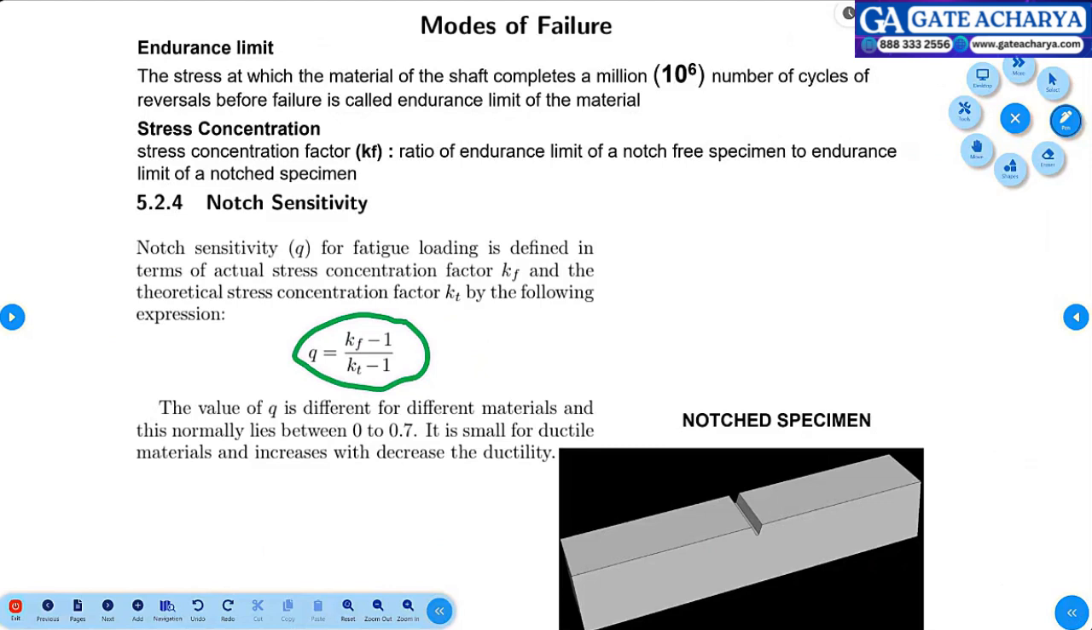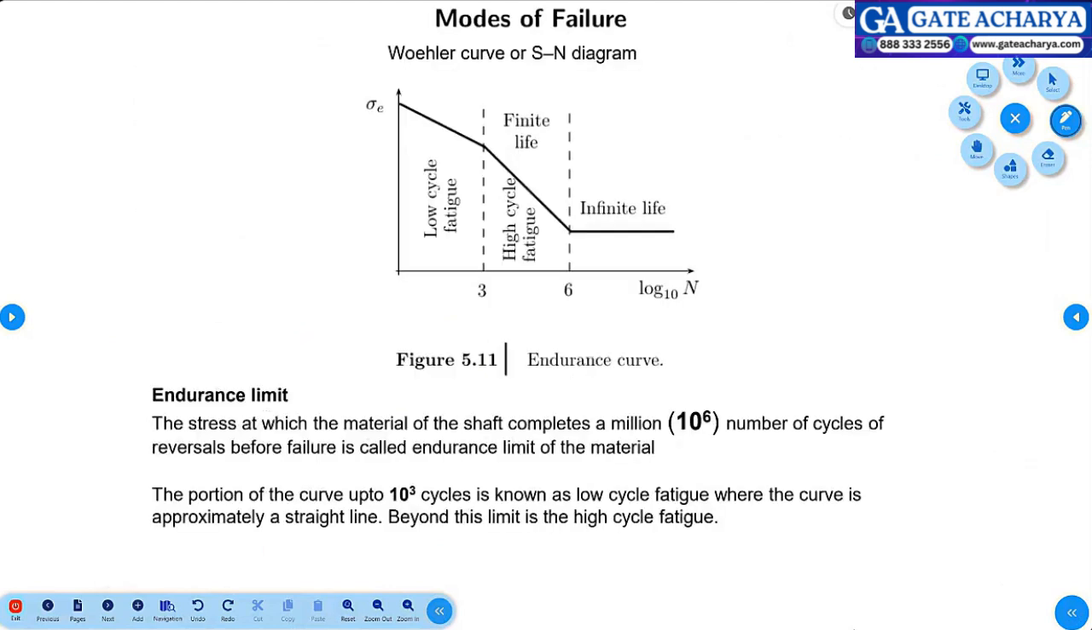Right. So this is how it looks. This is the Wöhler curve or S-N curve for mild steel. It is a plot between sigma, the amplitude of stress cycle, on the y-axis, and the logarithm of the number of cycles on the x-axis. This region is called low cycle fatigue. This region is called high cycle fatigue. When you go beyond this, it is called infinite life.